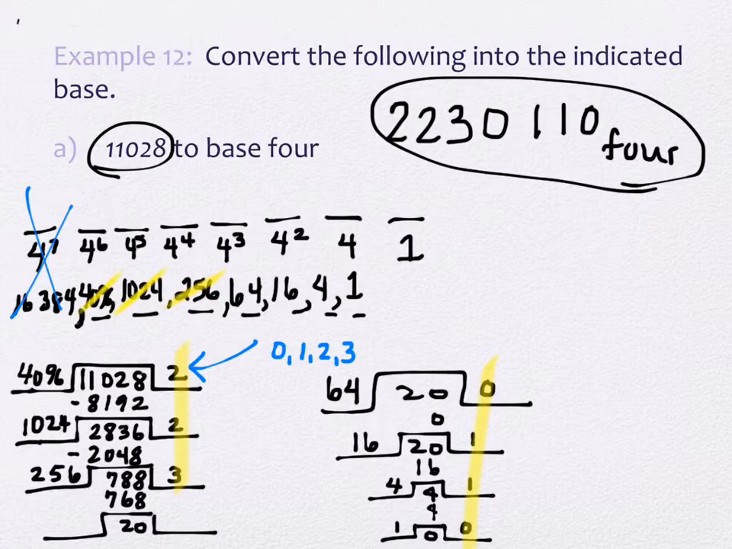If I didn't have the little subscript that says 4 next to it, and you just looked at the 11028 and the 2230110, it looks like it's a longer, bigger, quote-unquote number, right? You with me? That always happens. When you turn something into a smaller base, the digits get longer. And when you turn something into a larger base, the digits get smaller, fewer digits.